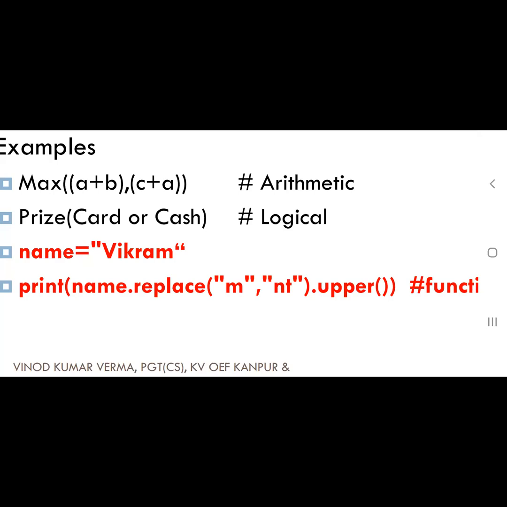Here you can see name dot replace. What is name? Vikram, we stored a string in the variable name. Variable dot replace of comma. M is the existing character, and NT is the replacing character. Instead of M, NT will be replaced. So wherever it finds M in the string, it will replace. For example, if it is VIKMRAM, what will be the output? VIKNTRANT. Can you understand this one?